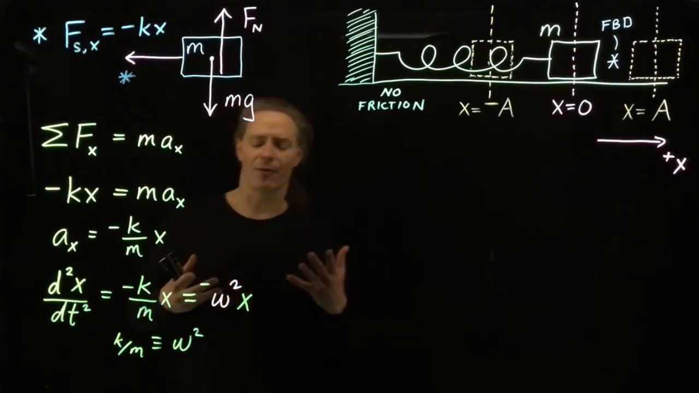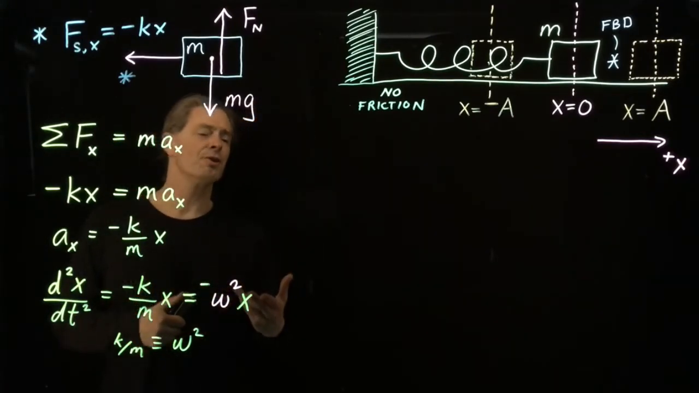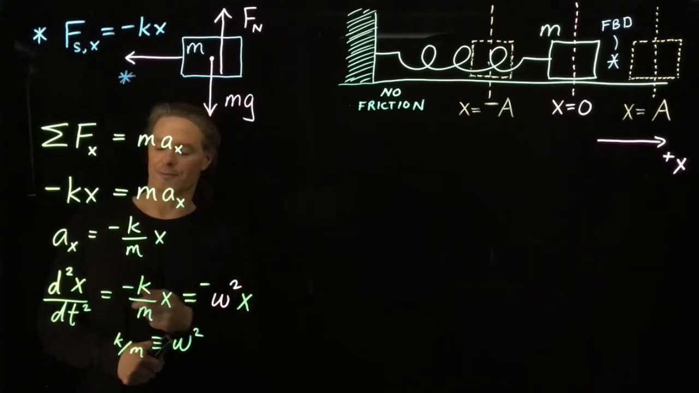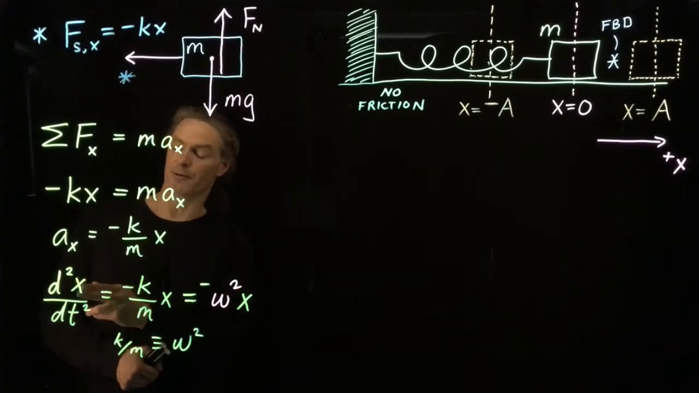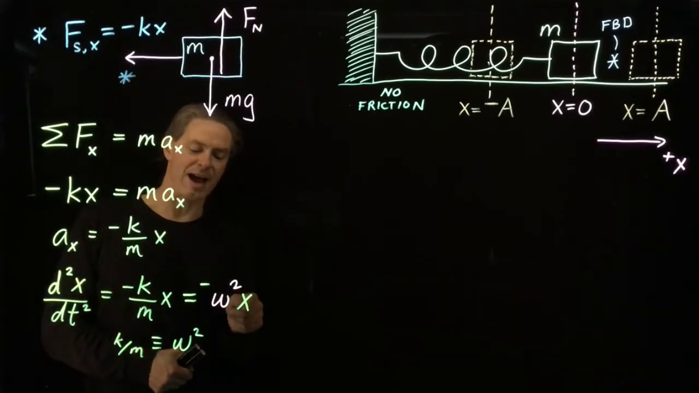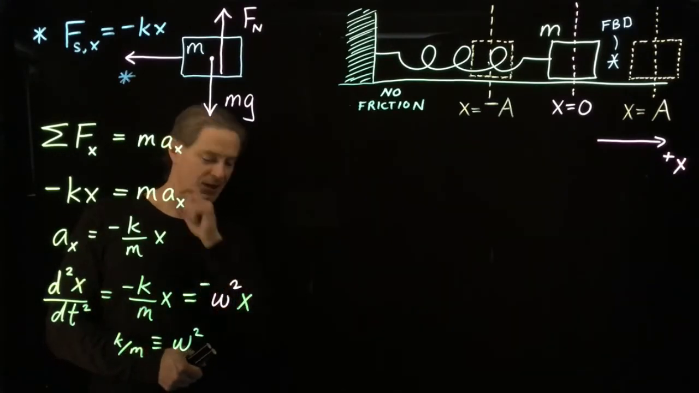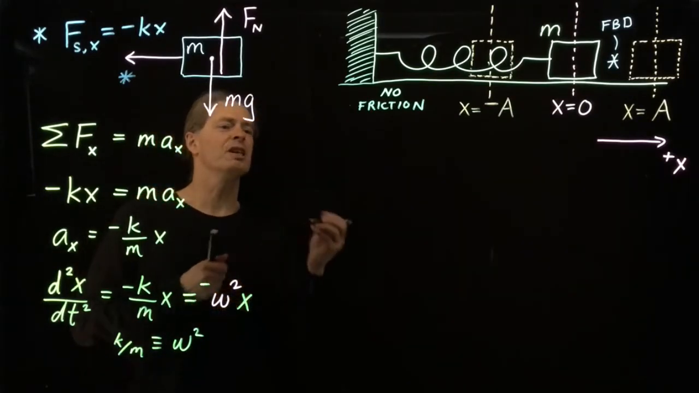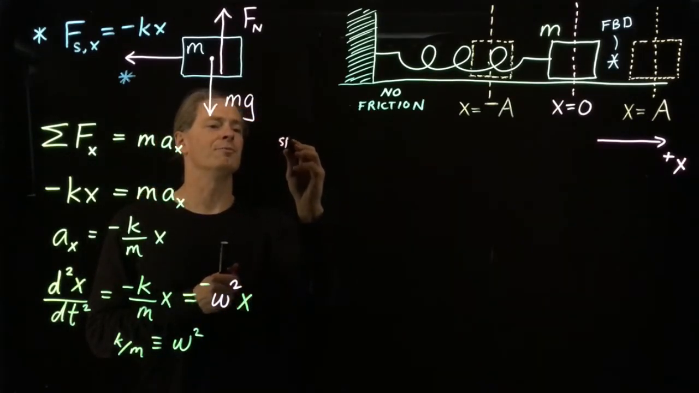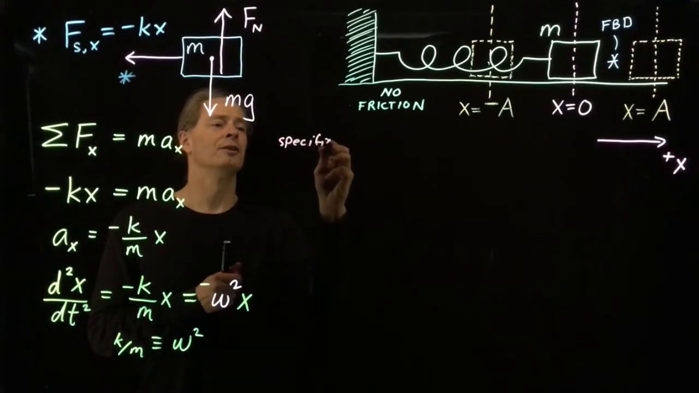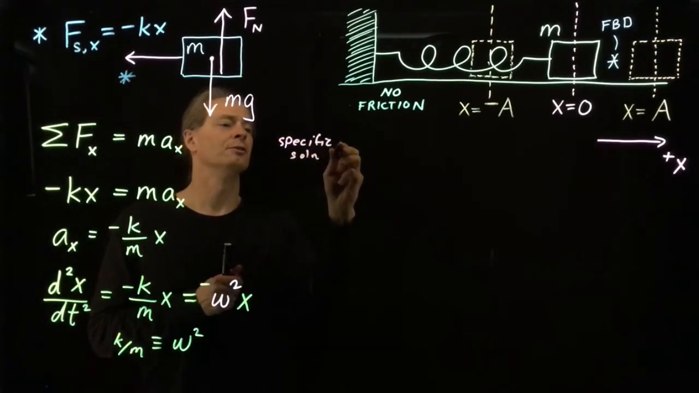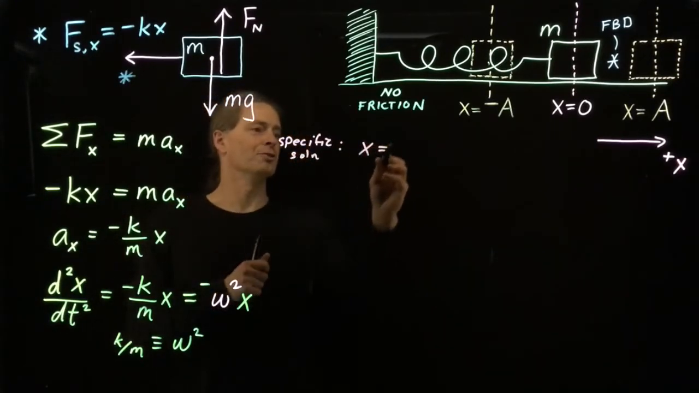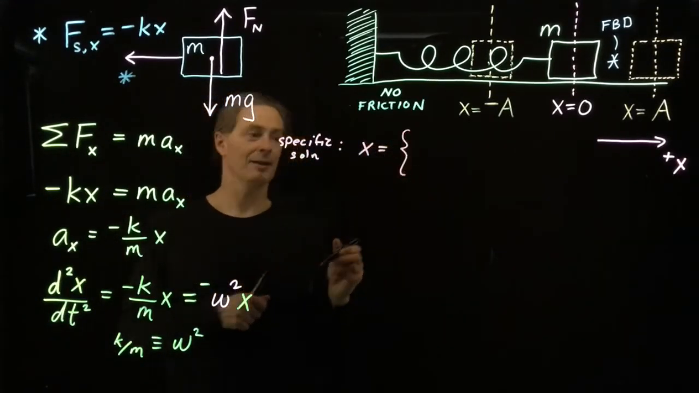So we need to look for functions that when you take two derivatives of them with respect to time, give you back that function. I need to get the function back with a negative sign and some constant squared. So it turns out, and you can check this for yourself, that some specific solutions, and this isn't the general solution, I'm just going to put them in a little bracket here.